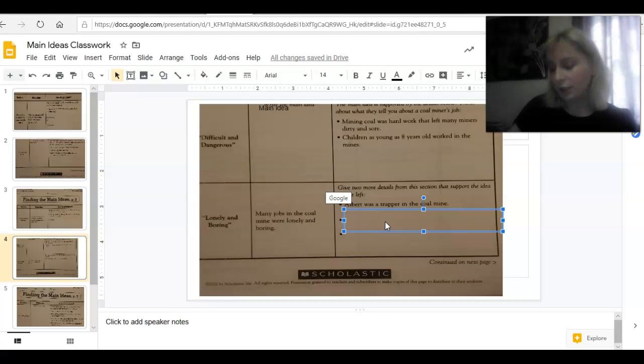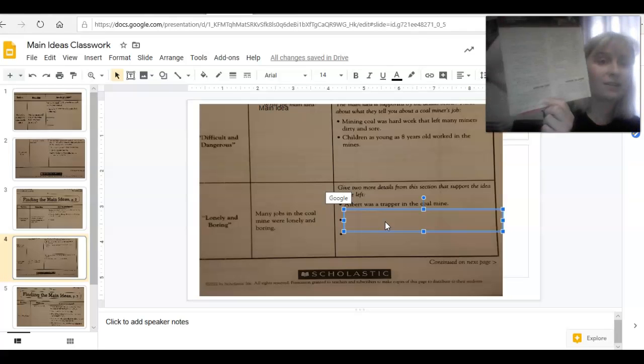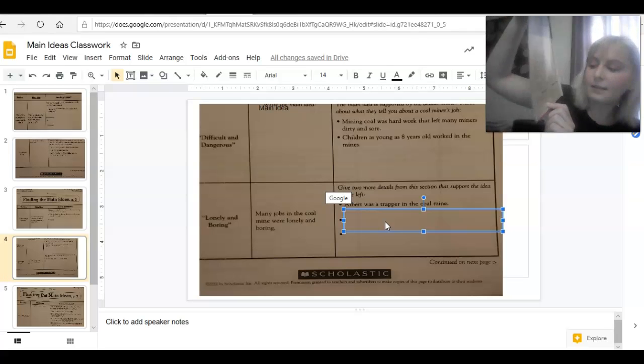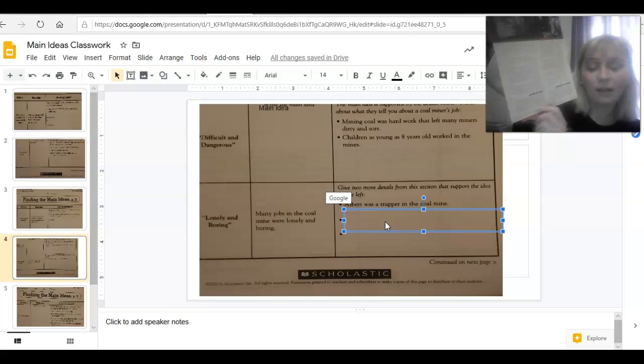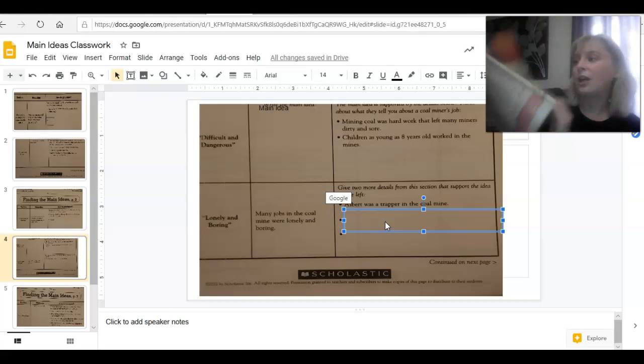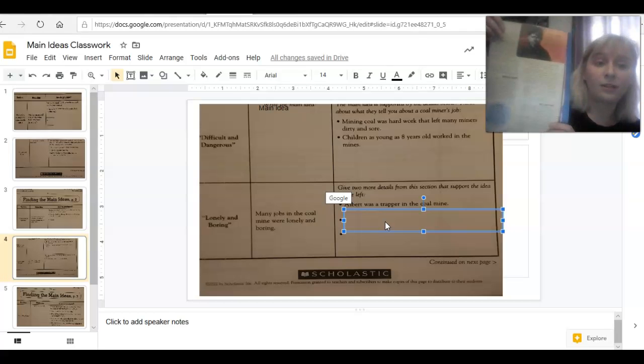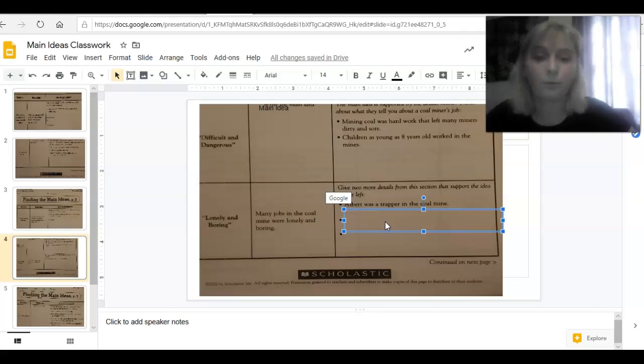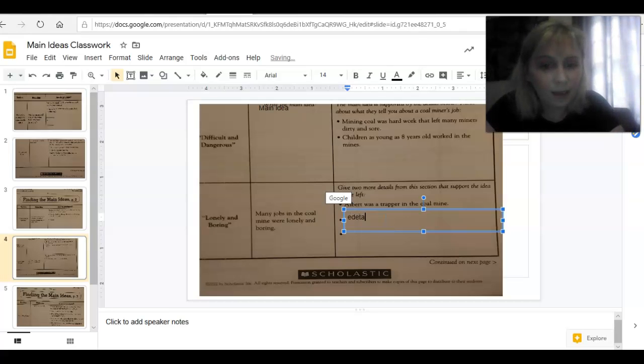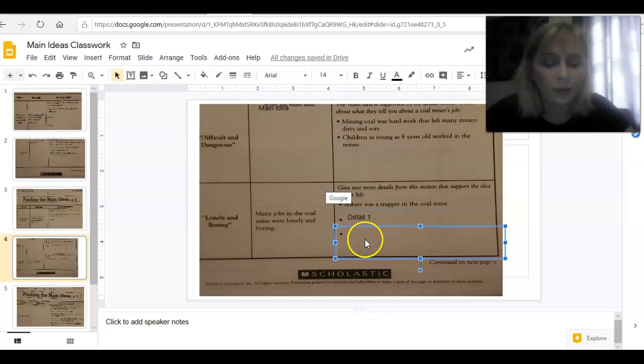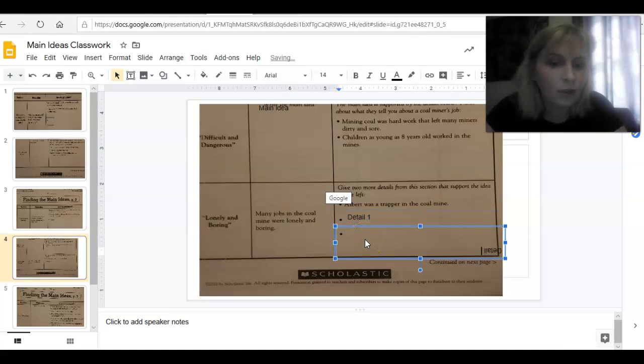They give one to you, but there's several. This is another one I think that's pretty easy. Several examples in this section, which starts at the bottom of page 7 and then continues over to page 8. Several examples in that section that you could write down here that prove that those jobs were lonely and boring. So when you find them, remember, detail 1 would go here, then you would click down here for detail 2.